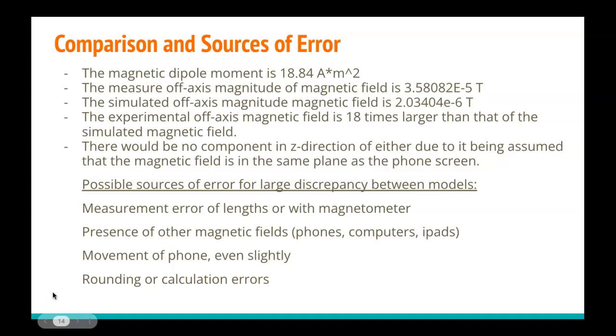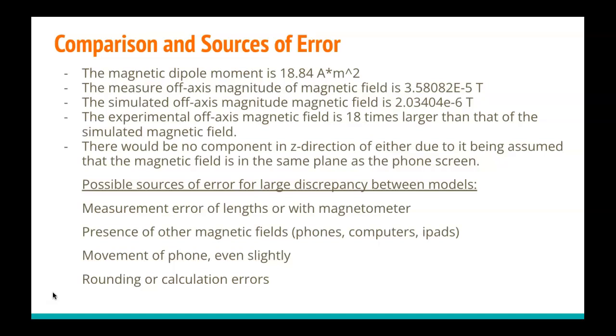Now we can compare. The magnetic dipole moment for both models was 18.84 amperes meters squared. The experimental off-axis magnetic field ended up being 18 times larger than that of the simulated magnetic field. This is a pretty big discrepancy, so some possible sources of error are the measurement error of the lengths between the magnet and the magnetometer, or the magnetometer readings.